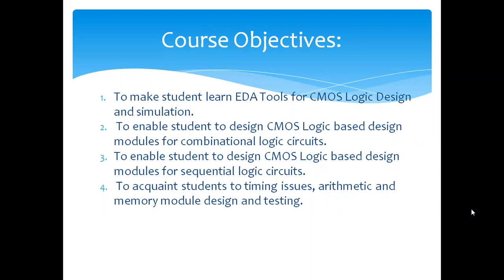First one is for combinational logic circuits, and second one is for sequential logic circuits. And the fourth course objective is that you must be able to acquaint different timing issues, different arithmetic and memory modules, such as ALU, arithmetic logical unit, SRAM, static RAM, DRAM, dynamic RAM. So all these are the memory modules, and its testing. Okay, so these are the very broad course objectives.